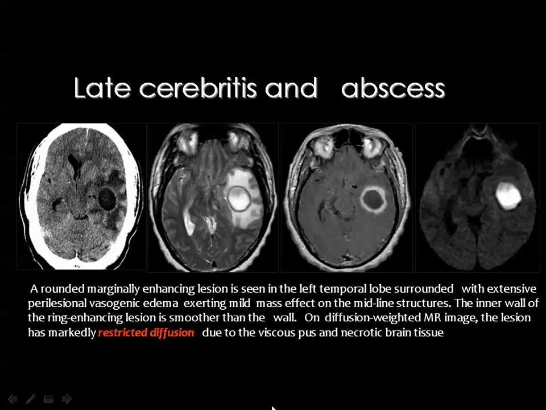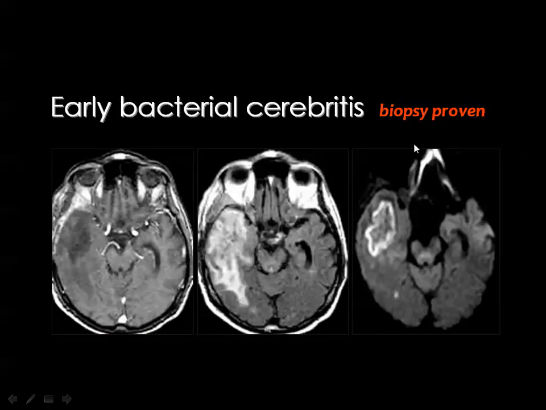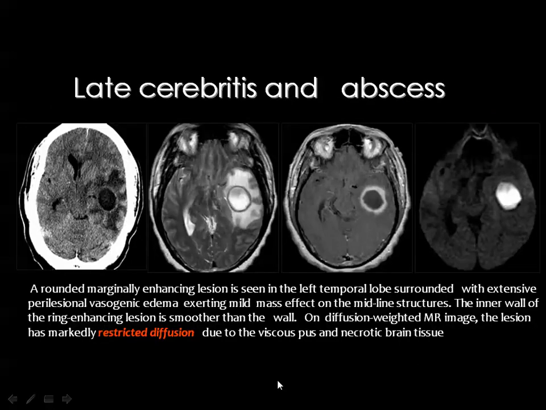But the diagnosis is quite easy whenever the lesion liquefies and forms an abscess. In the early stage of cerebritis, with just the brain parenchymal inflammation, it is difficult to diagnose, and you may sometimes need to biopsy the lesion to assess or exclude the possibility of a neoplastic lesion.